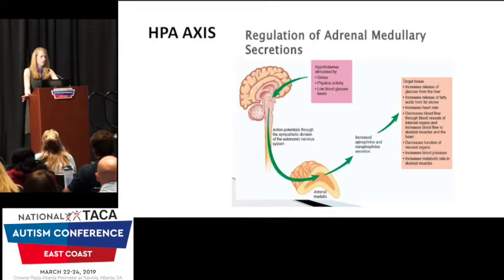So what will happen in the fight or flight response? Our heart rate might increase, our blood pressure will go up, our glucose stores will be released, as well as blood flow is going to go to the skeletal muscles. And these are some of the physiological components that are going to happen during the fight or flight response.